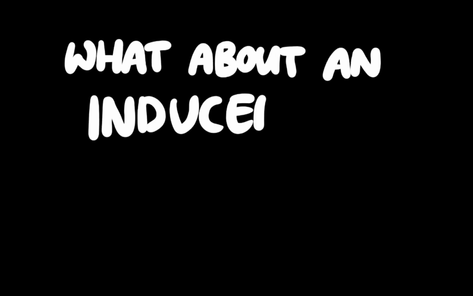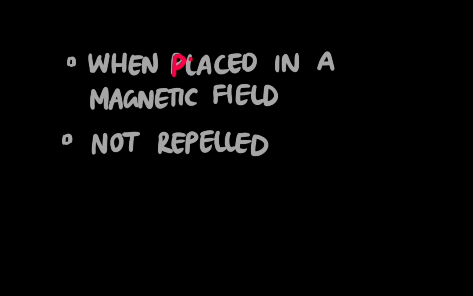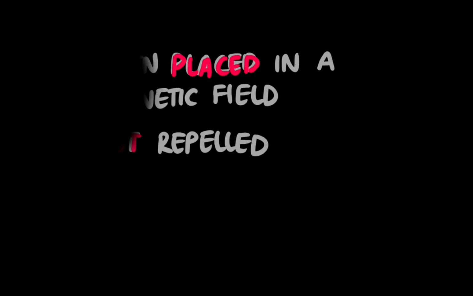So that's permanent magnets. What about induced magnets? Induced magnets are ones that only become a magnet when placed in a magnetic field. So if they're not in the field, it's not a magnet, and they're also not repelled.